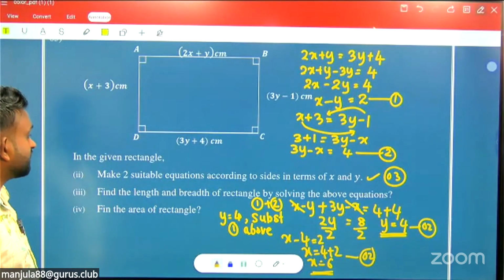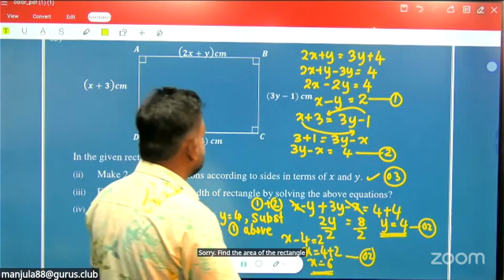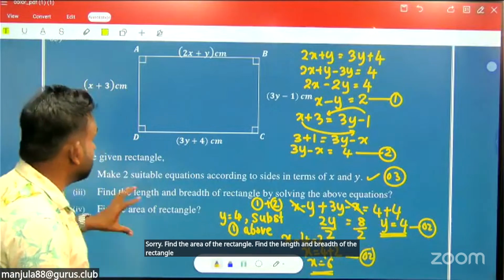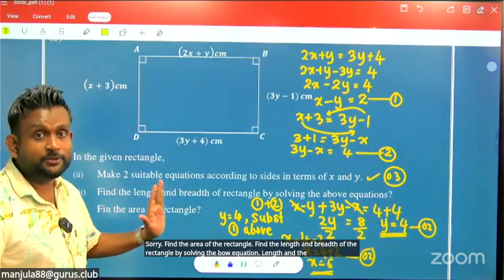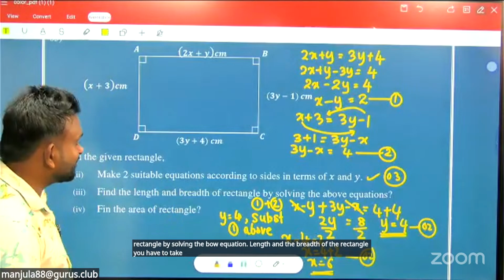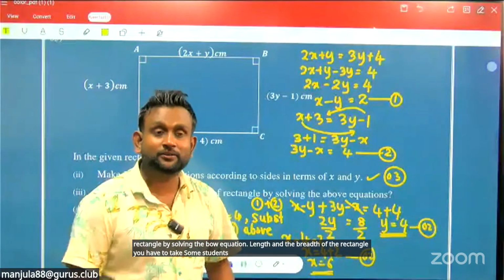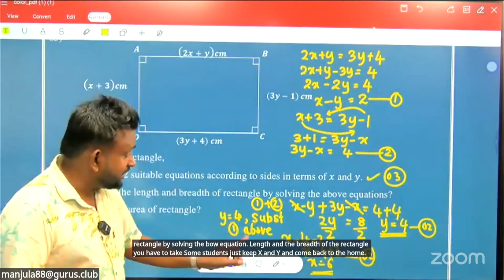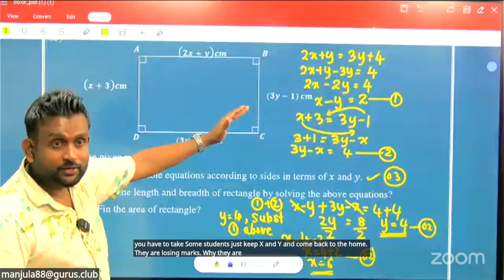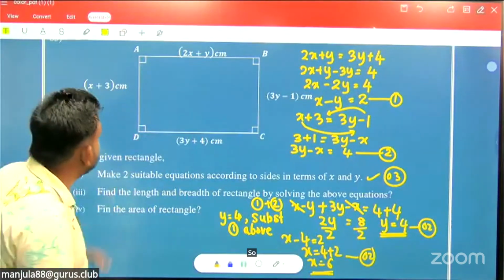Right, find the area of the rectangle. Find the length and breadth of the rectangle by solving the above equations. The length and the breadth of the rectangle you have to take. Right, some students just keep x and y and come back home. They are losing marks. Why? They are asking for length and breadth. So substitute x and y here and find the length and breadth.